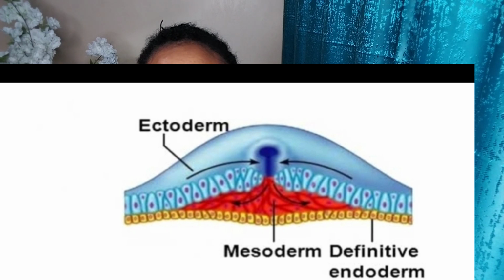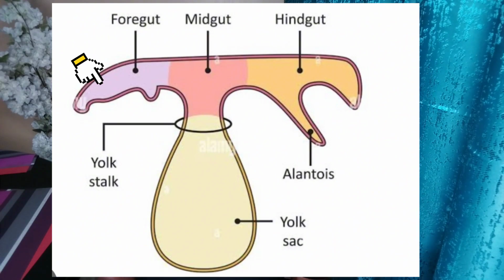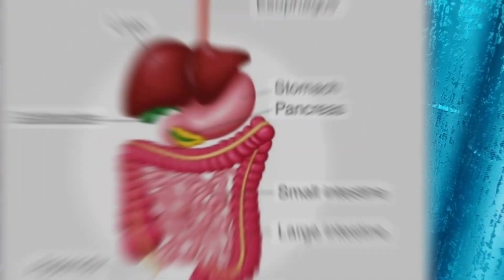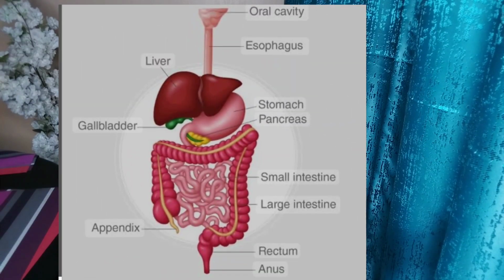For example, the endoderm is going to form the gut tube, which is going to be divided into the foregut, midgut, and then the hindgut. It majorly forms the gastrointestinal tract. It is also responsible for the formation of other organs, for example, the pancreas, the liver, and the gallbladder.